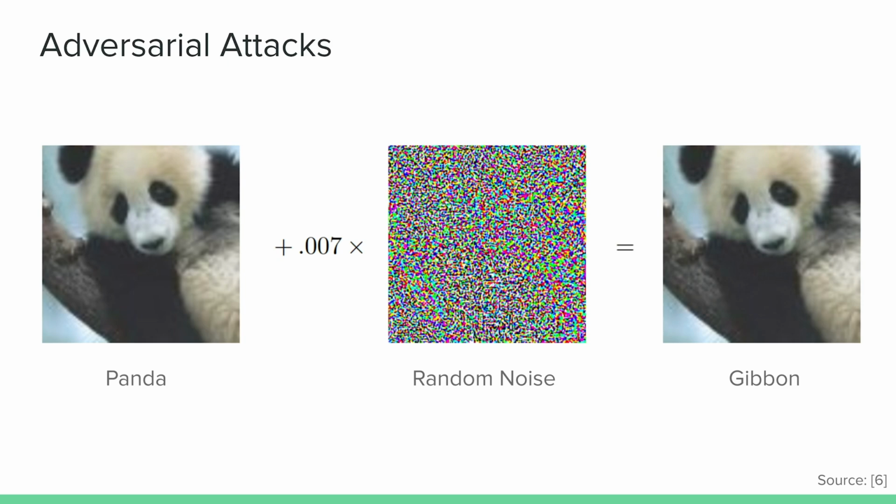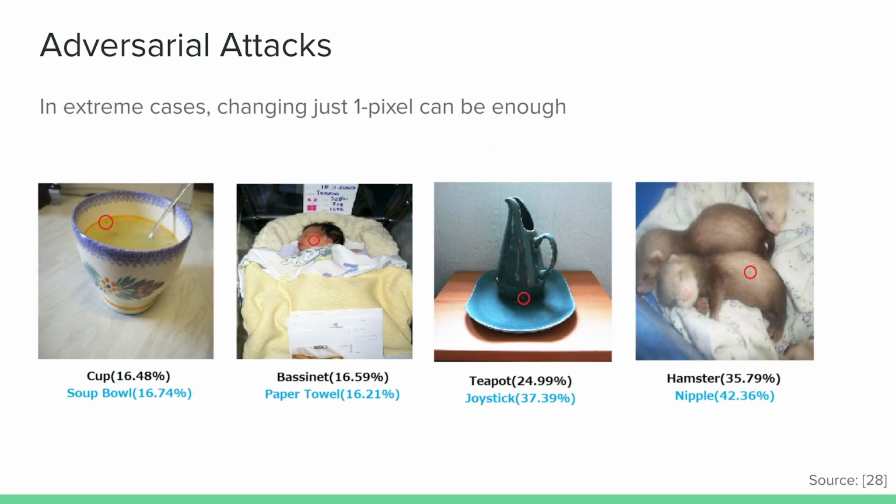And this idea of trying to attack a neural network by adding a little bit of noise to break it has become its own research field, because the more systems that we actually deploy and use and rely upon, the more important it is to protect ourselves against such attacks. In some extreme cases, the authors of this paper have shown that even just changing one single pixel can be enough to alter the predictions of the neural network.